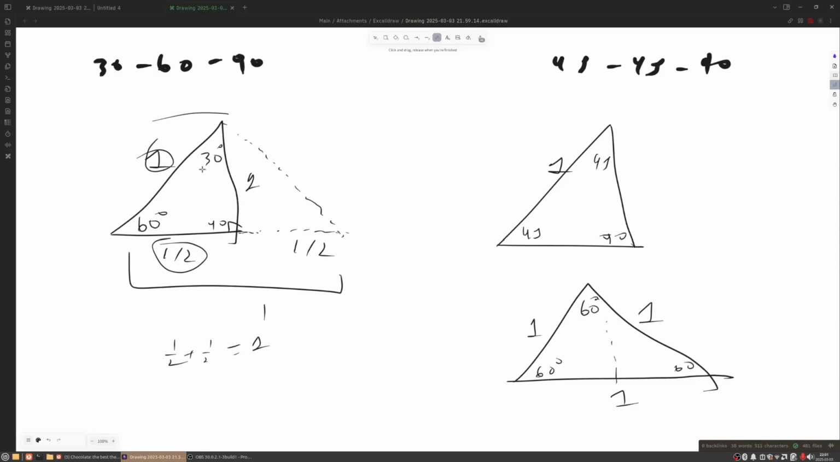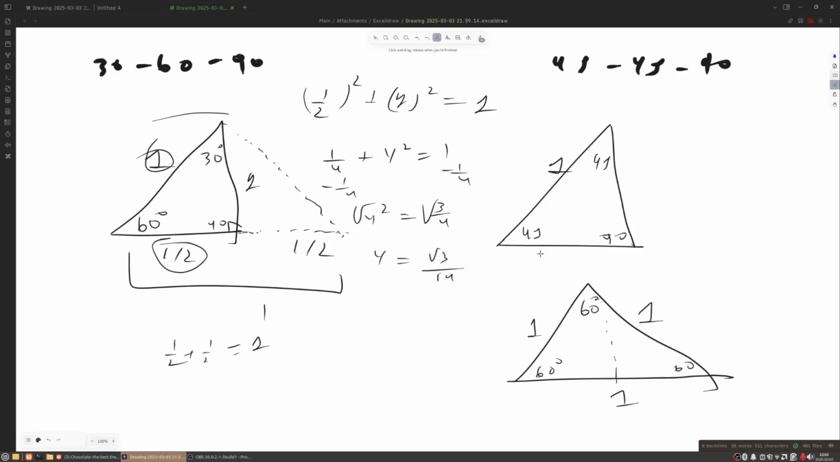We still don't know what y is, but we can use the theorem where we do 1/2 squared plus y squared equals 1. Now, if we use the Pythagorean theorem and we square this, we get 1/4 plus y squared equals 1. We subtract 1/4 both sides and we get y squared equals 3/4. Now square root this, we get y equals root 3 over root 4. Now this will be equal to root 3 over 2, and that is going to be the y, and the x is going to be 1/2. So that is going to be 1/2, and this is going to be root 3 over 2.